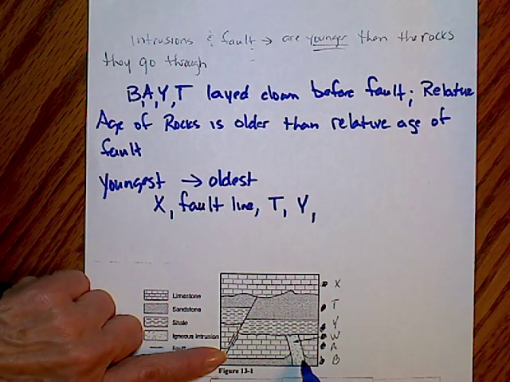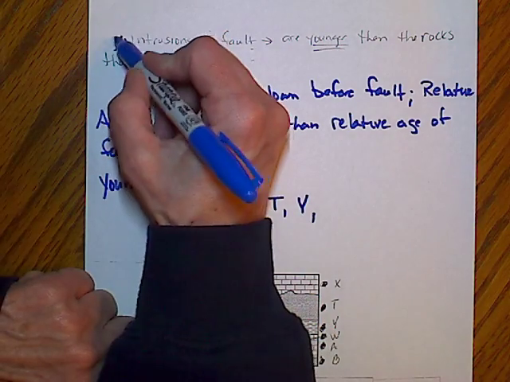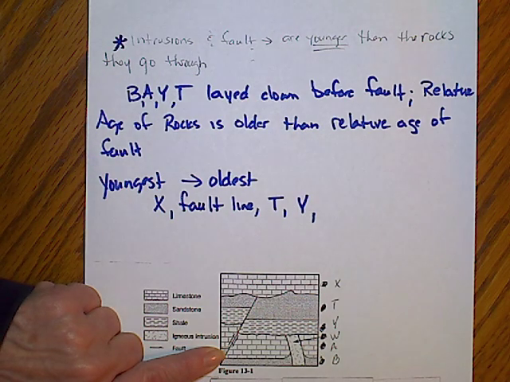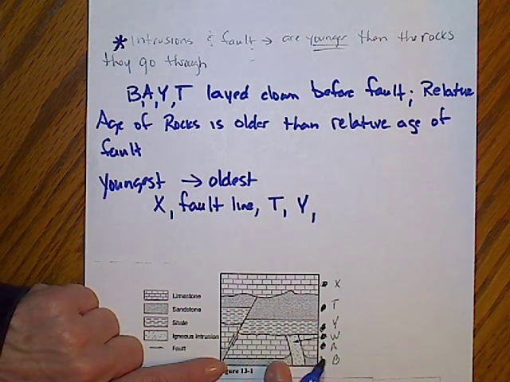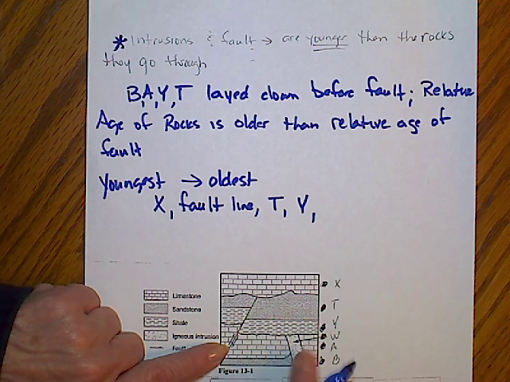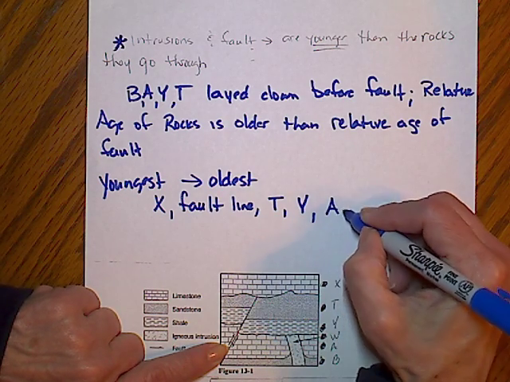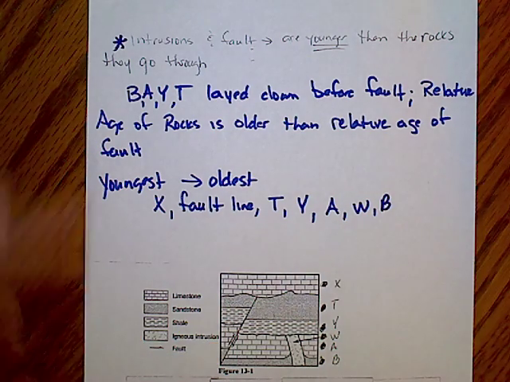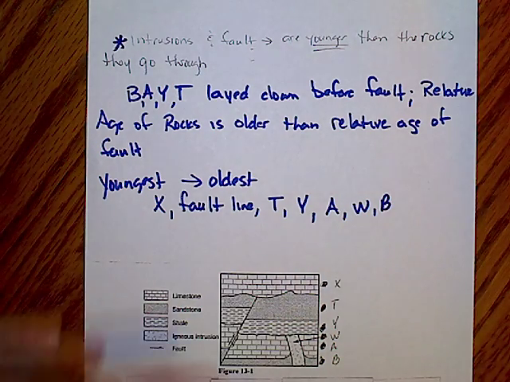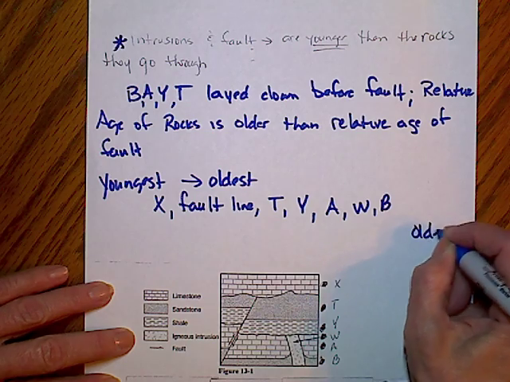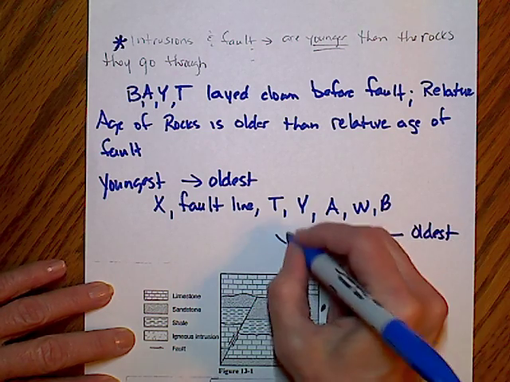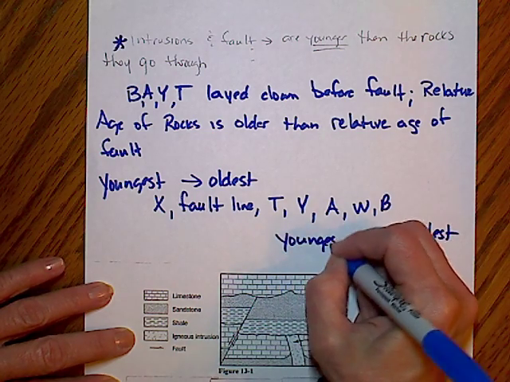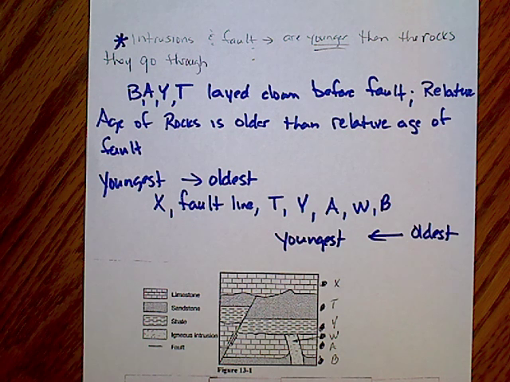And then please look again, we have an intrusion here. And what did we say about intrusions? They are younger than the rocks they go through. This intrusion goes through B and A, so that means it must be younger. So our next one is A, and then W, B. That's youngest to oldest. And this way would be oldest to youngest. Please always be sure you know what they are asking you for. Take the time to read that.